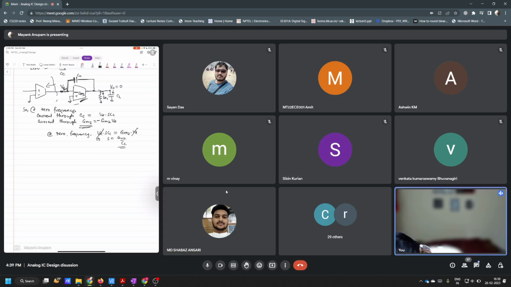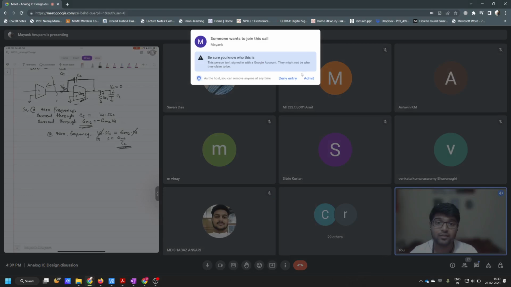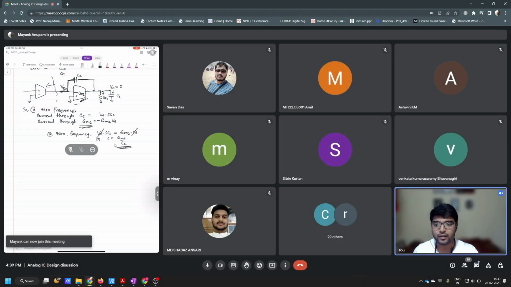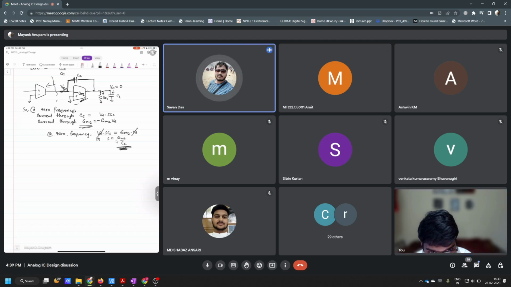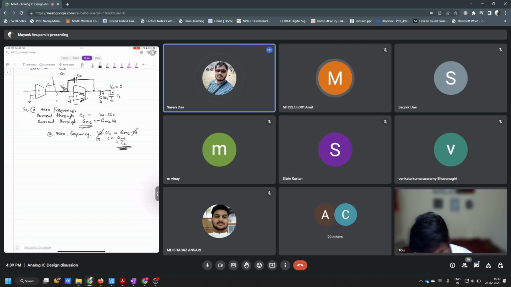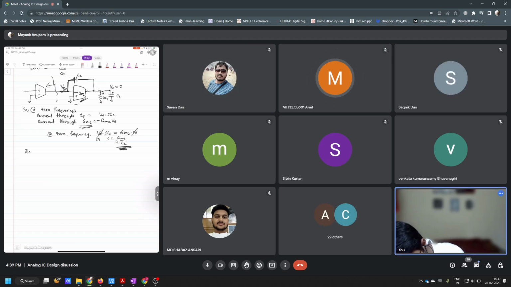Correct. I mean, this zero location is gm2 by Cc, right? So why is this zero bothering us? Why do we want to cancel this zero? Why is this zero dangerous? Why is it not desirable? What is the problem if you have this zero in the circuit? It is situated in the right half plane. Correct. So this zero here is an RHP zero, right?